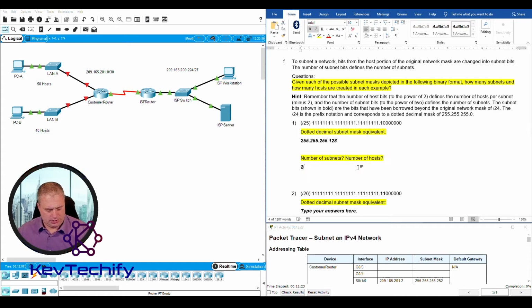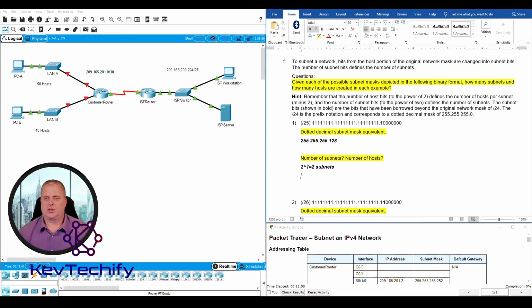So 2 to the power of the number of subnet bits. We're only borrowing 1 bit, so that's 2 to the first power. Any number to the first power is the number itself. So 2 to the first power is 2, and that is 2 subnets.